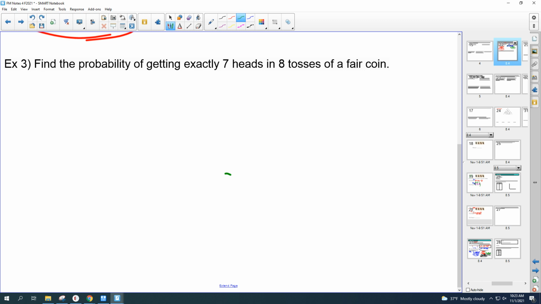Number 3, find the probability of getting exactly 7 heads in 8 tosses of a fair coin. So x is 7, n is 8. 7 out of 8 are going to be heads up. But what's missing is the probability of just doing it once. Coin flip, probability of heads up is 50%, 1/2, 0.5. Usually I like decimals better, but whichever's easier. And so exactly 7 means we don't have to do any funny business.